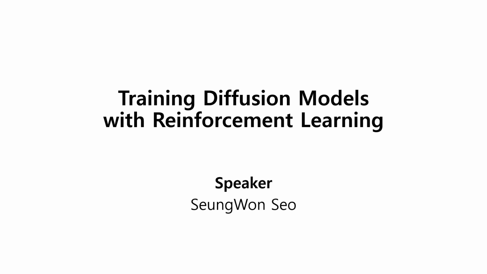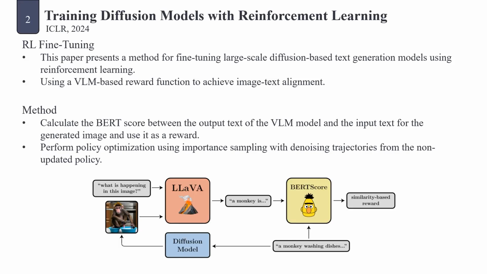Today, I will introduce a paper titled Training Diffusion Model with Reinforcement Learning, published at IIIXR 2024. This paper introduces a method for fine-tuning a pre-trained large-scale diffusion model using reinforcement learning to enhance its performance on downstream tasks. To demonstrate this approach, the author used a text-based image generation diffusion model and fine-tuned it with the PPO algorithm. For the reward function, they utilized a vision language model called LAVA.